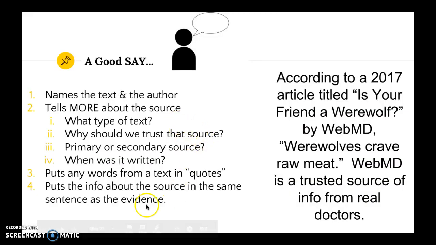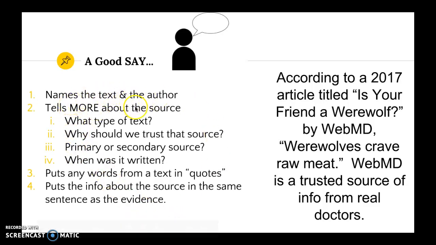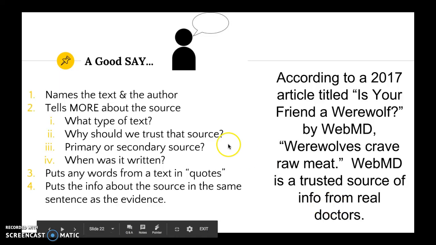So a good say does all of these four things. To get a 3.5 and a 4 in your 8th grade year, you'll have to do more than just say the text and the author. According to a 2017 article titled "Is Your Friend a Werewolf?" by WebMD, werewolves crave raw meat. WebMD is a trusted source of info from real doctors.